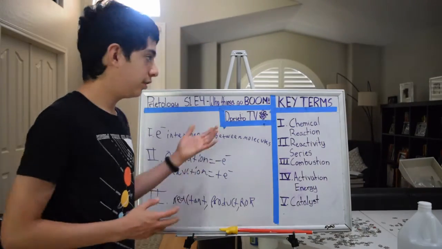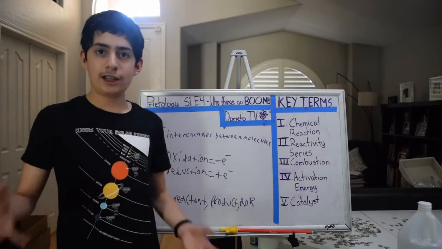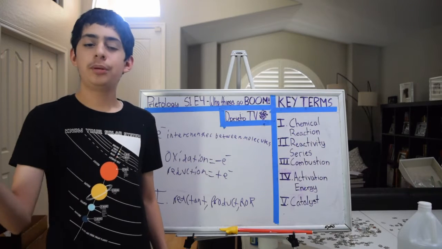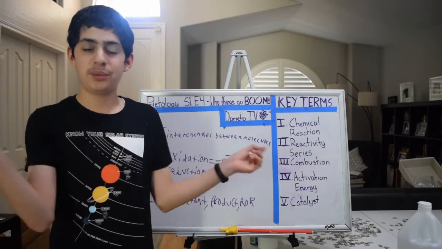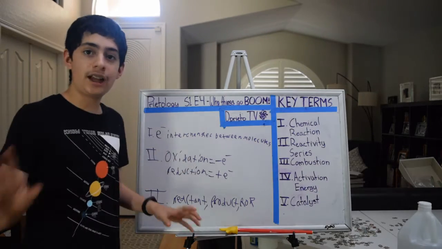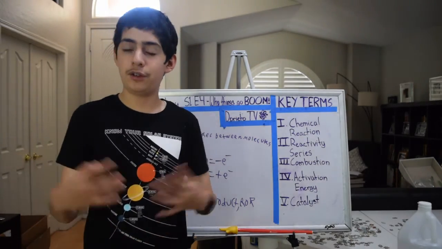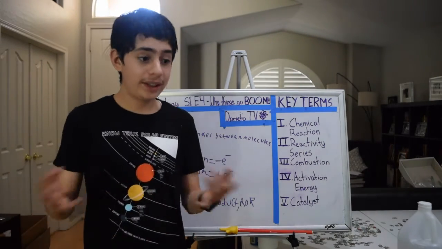Okay, so our first key term is chemical reaction. Chemical reactions are electron interchanges between molecules. So when you put two chemicals together, when they react, they're switching electrons between each other, filling up their shells. And there's 2 key types of reactions. There's oxidation, which is a loss of electrons, so if a molecule loses an electron, and reduction, which is when a molecule gains an electron.